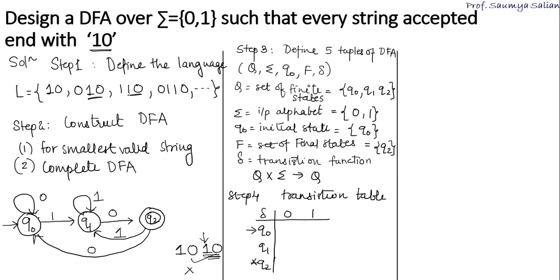Let's begin. Q0 on 0 goes to Q0. Q0 on 1, Q1. Q1 on 0 goes to Q2, which is the final state. Q1 on 1 is a self loop. Q2 on 0 goes to Q0. Q2 on 1 goes to Q1. Right? Next step, step 5, is to give an example.